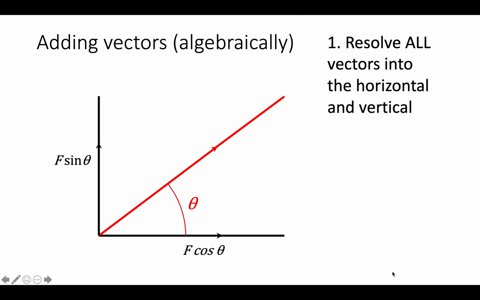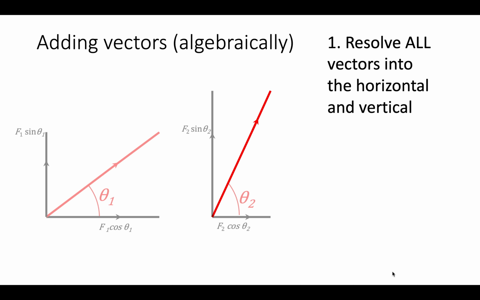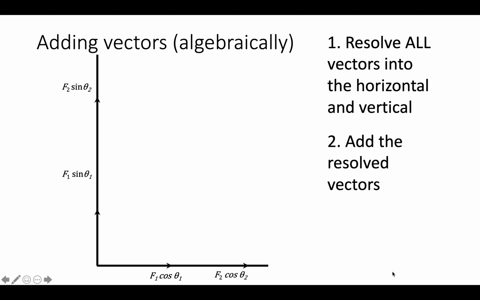So if you want to add two vectors, then you need to take those two vectors and resolve both of them into their horizontal and vertical components. So here we've done that. We've taken vector 1 and vector 2 and we've split them into two components representing vector 1 and two components representing vector 2. And the whole point is that these components are in the horizontal or vertical plane, which makes it very easy to add them.